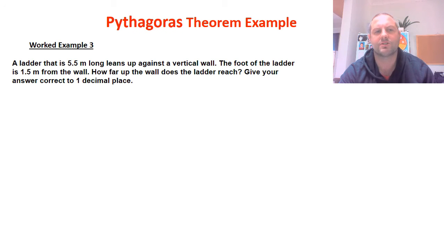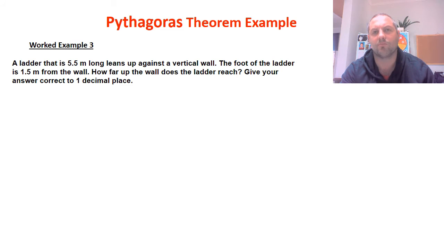Sometimes your questions are going to look like this. They're going to be written ones where you still have to work out what the triangle looks like. So we'll read it together and pick out what we need to know. It says a ladder that is 5.5 meters long leans up against a vertical wall. The foot of the ladder is 1.5 meters from the wall. How far up the wall does the ladder reach? Give it to one decimal place.